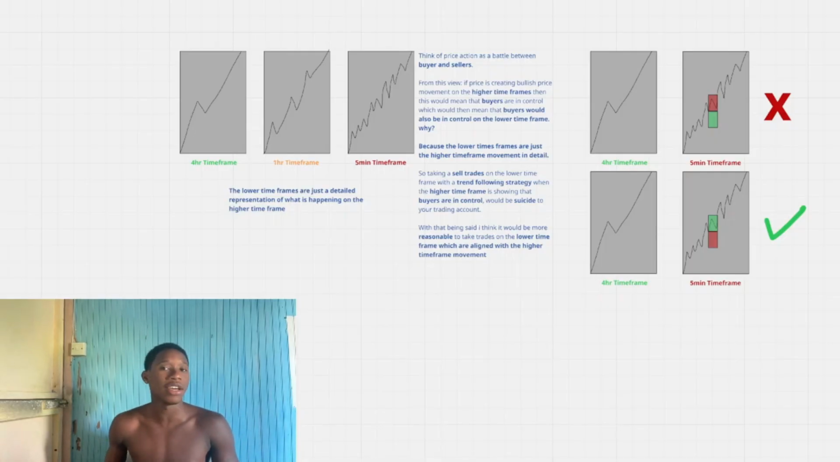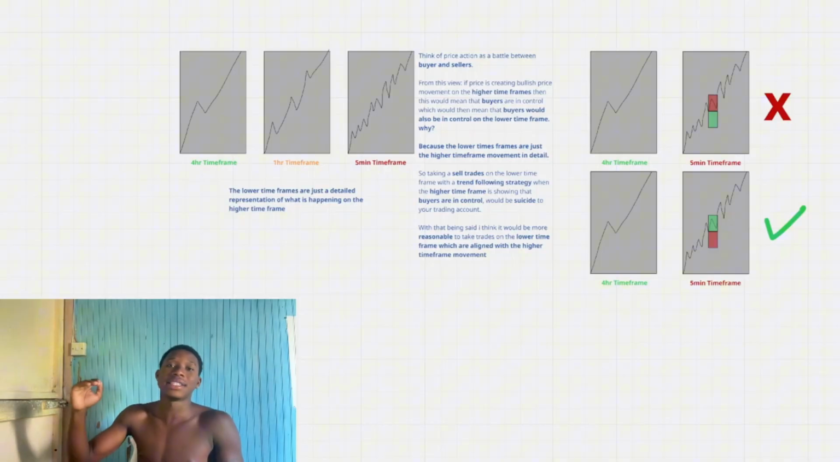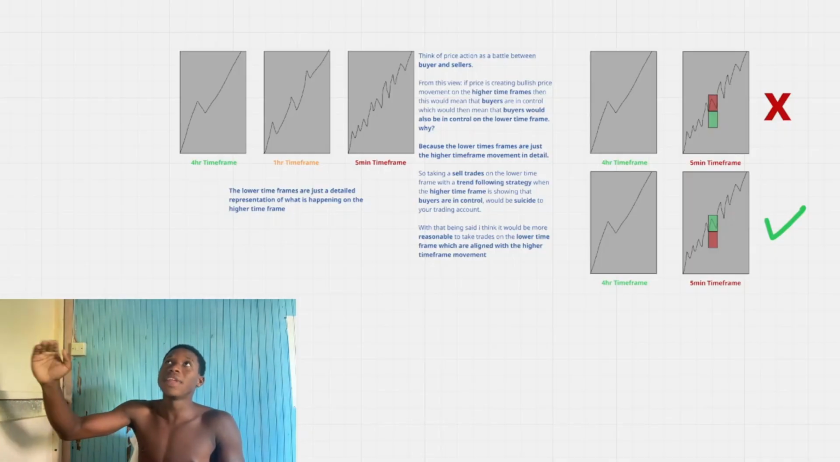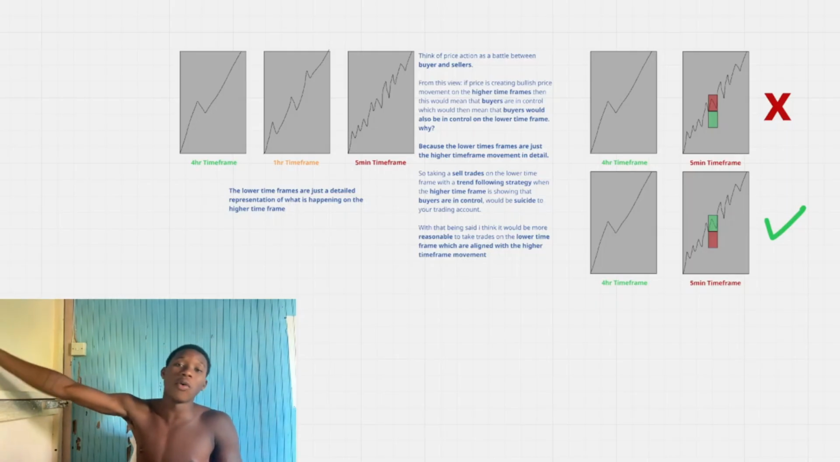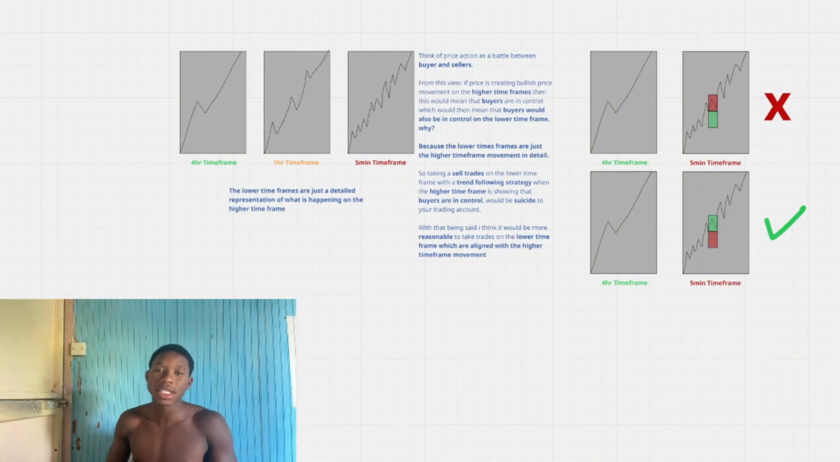Why you should align your trades with the higher time frames of the market. If the daily, the 4 hour, and the 1 hour are in an uptrend, you should probably take uptrend trades on the lower time frame. Basically, that's the point I wanted to give out today. So that's it for today.